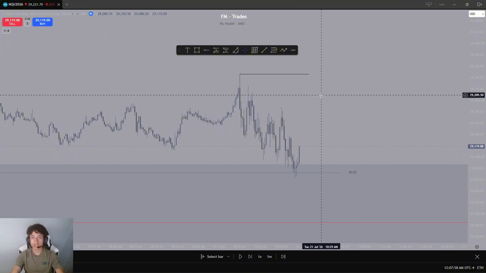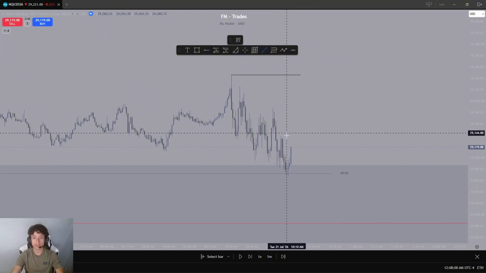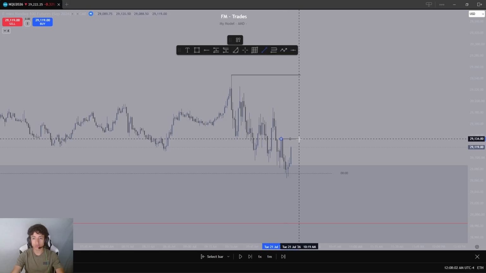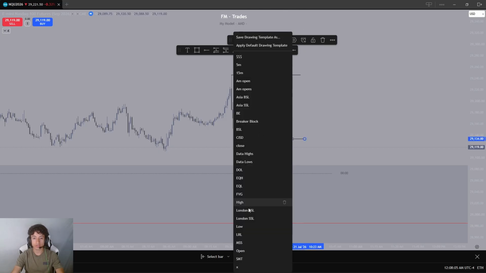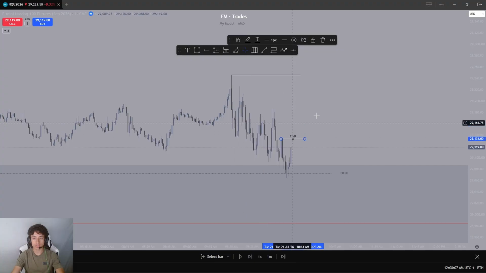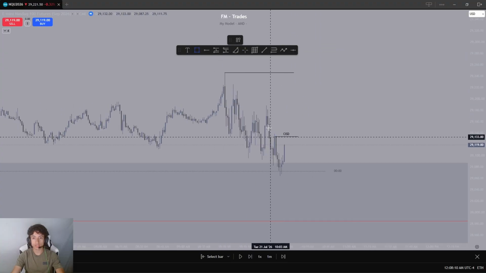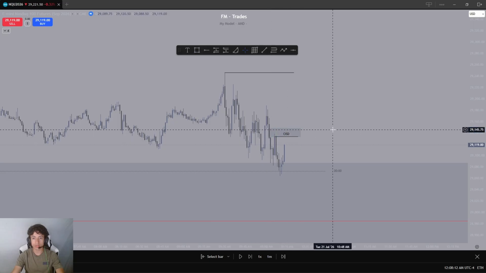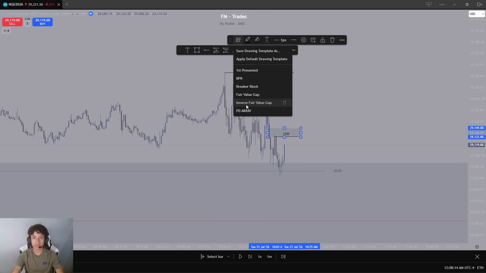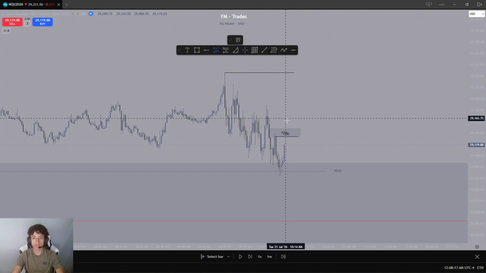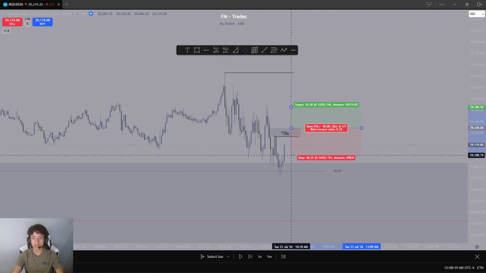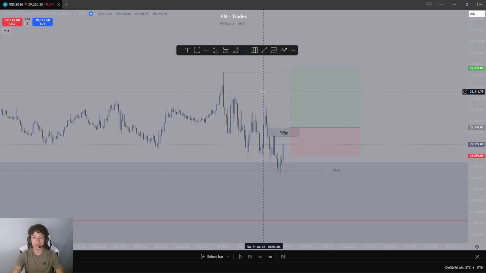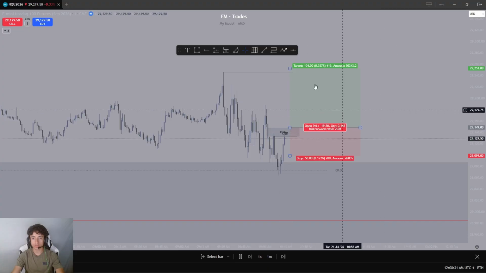So my entry is the change in the state of delivery. So I want to see us have a closure above this. Let's grab the change in state. And I want to see us inverse this 1 minute fair value gap. If we can get a close above the inversion, I'll be looking to take longs, and I will put my stop here. I'll put a 50-point stop, and I will target a 2RR.